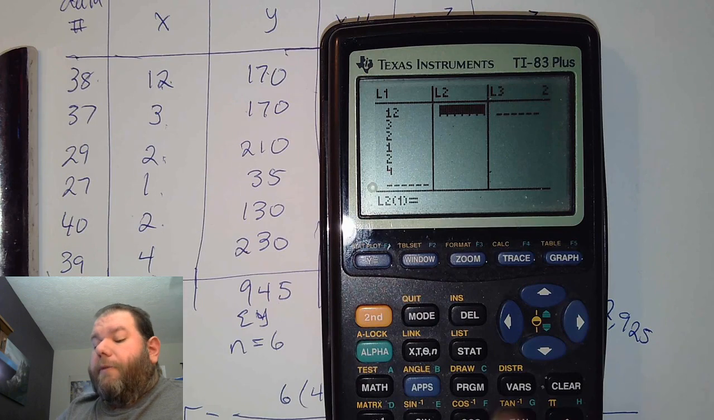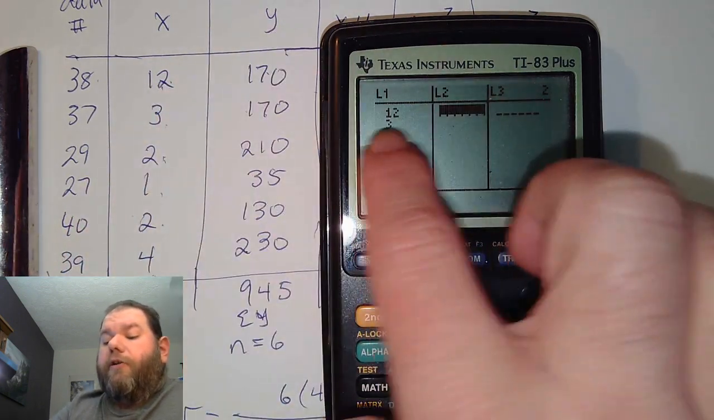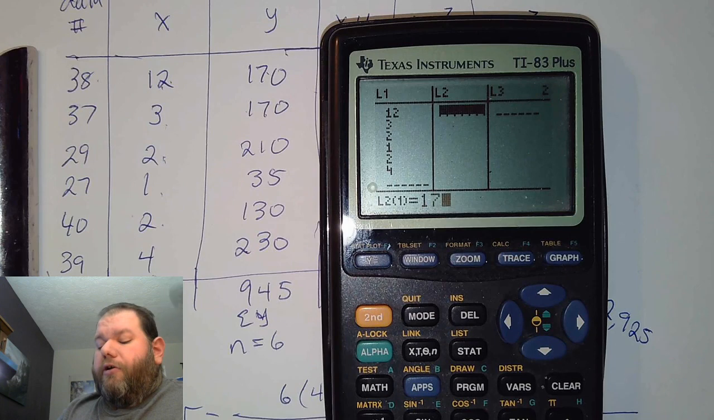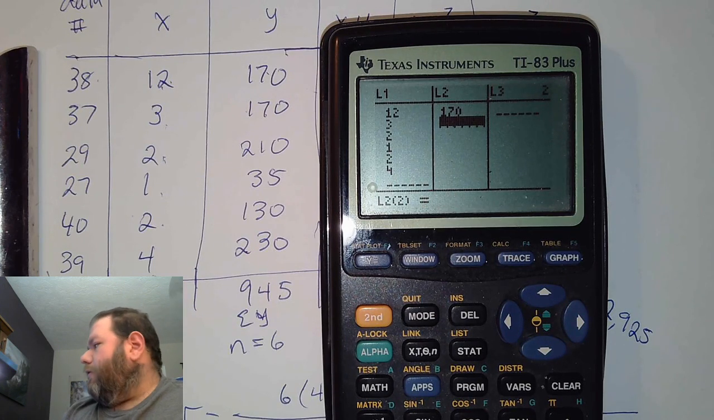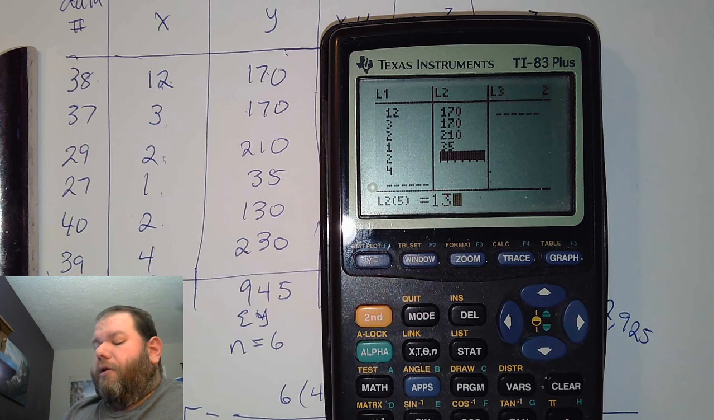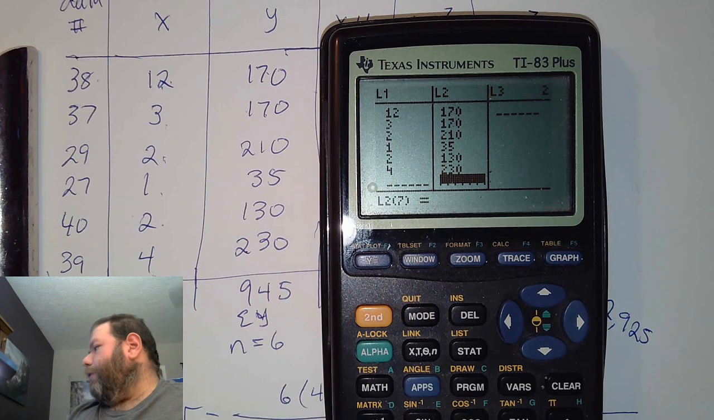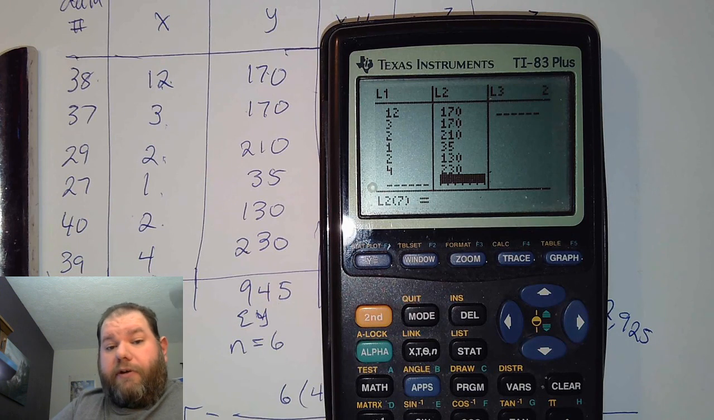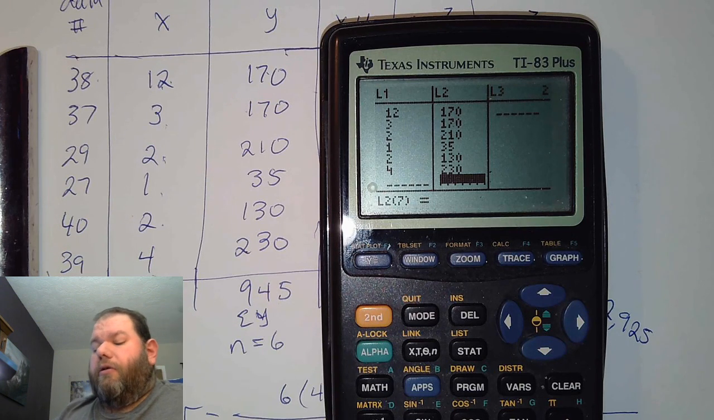And for the y's, we want to make sure that 12 and 170 are on the same line, because they're connected to each other from being part of the same data for the same individual. So we don't want to scramble the numbers at all. We want to leave them in the same order. Let's see, 210, plus 35, 130, and 230. Okay. So that gets our data into the table.